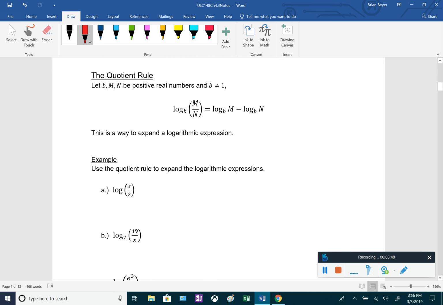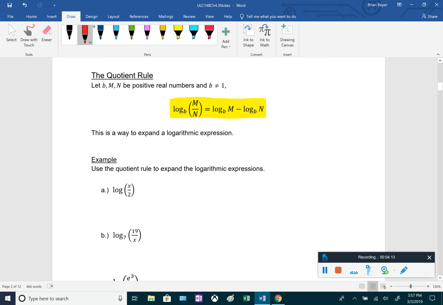The quotient rule has the same requirements on b, m, and n. b, m, and n are going to be positive real numbers. b cannot be 1. The quotient rule says that if we are dividing two things in the input, we can split it up with subtraction. So log base b of m divided by n is going to equal log base b of m minus log base b of n.